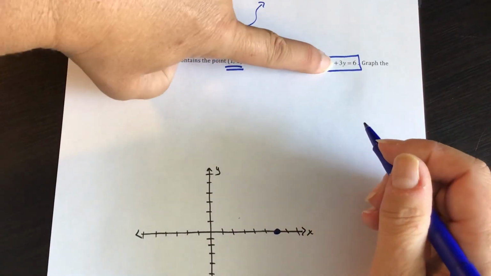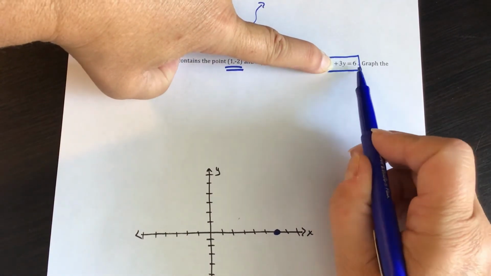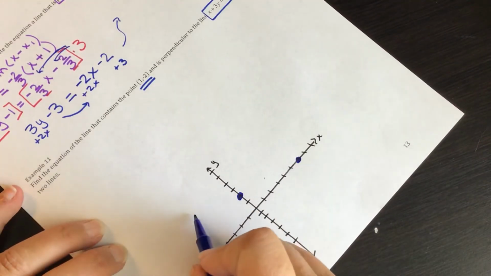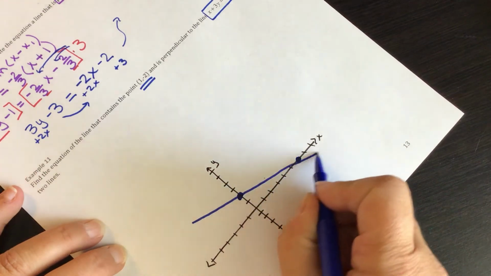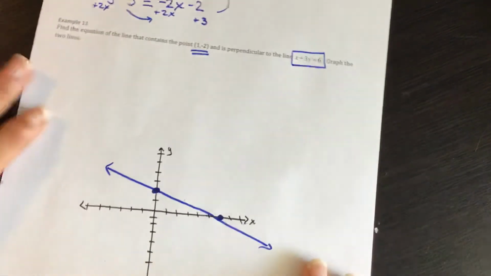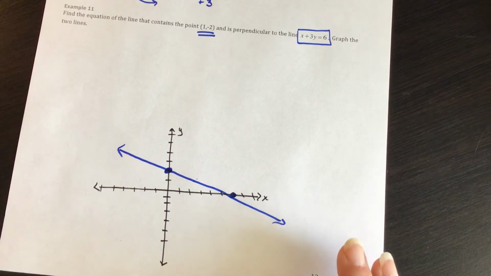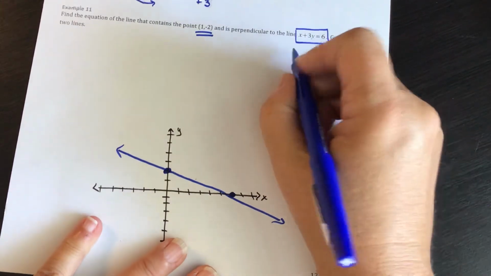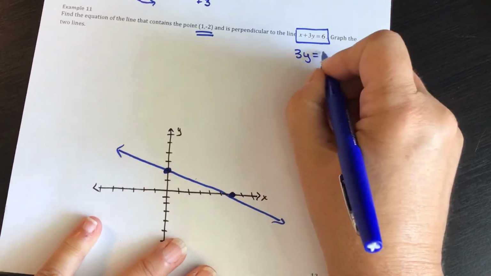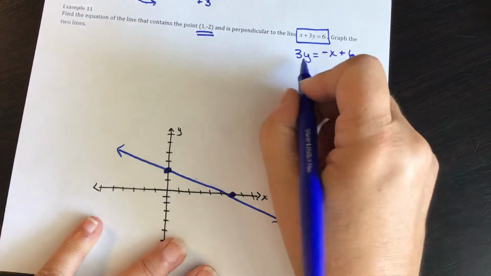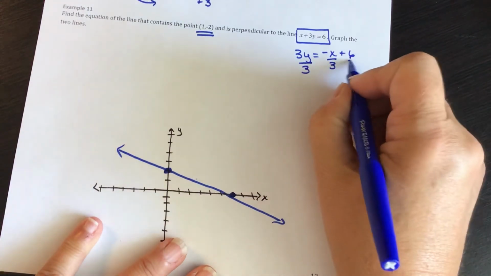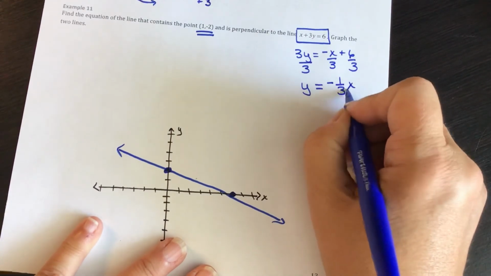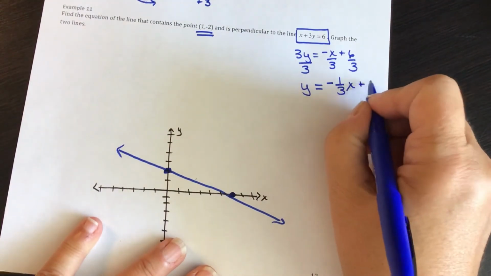And y would be 2 because 3 times 2 is 6. So my y-intercept is 2. So here's my first line. I also need to find the slope of this line, so I need to solve for y. So I'm going to subtract x. 3y equals negative x plus 6. Divide all parts by 3, and y would equal negative 1/3 times x plus 2.